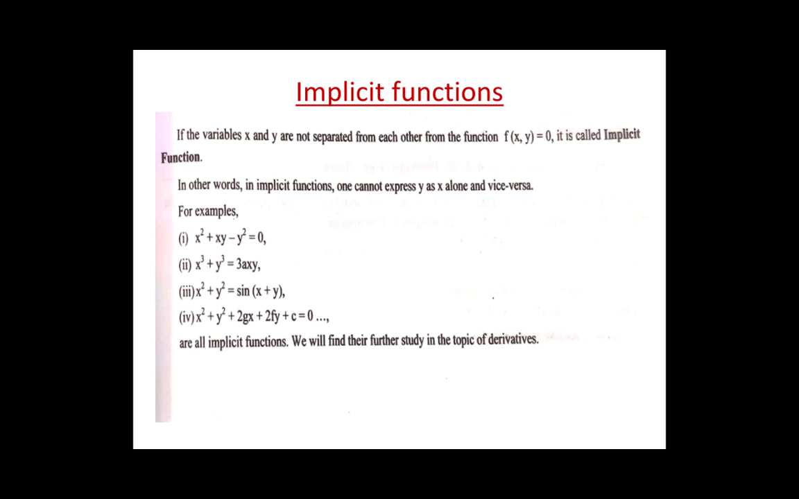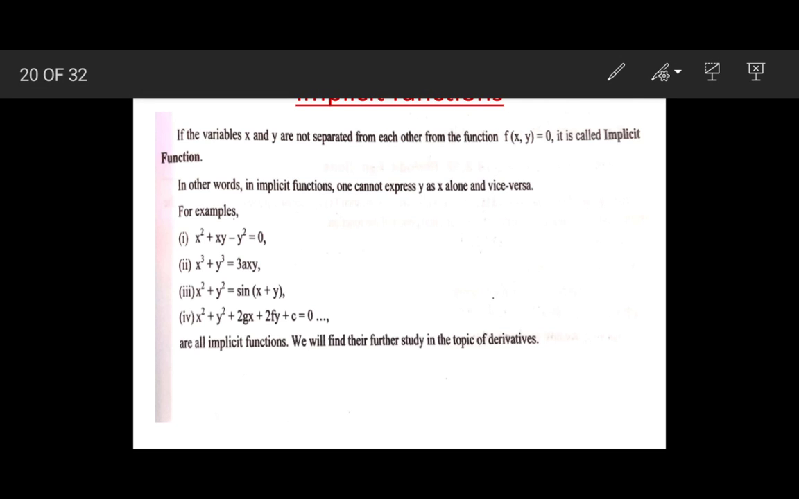Okay. Then implicit and explicit, there are two terms. Implicit is again a very important function. We are going to find the derivative of an implicit function, so we need this implicit concept in the derivative chapter. So implicit means what? Implicit is a function of both x and y.